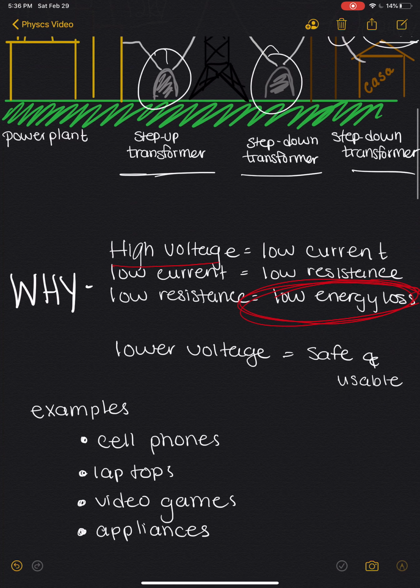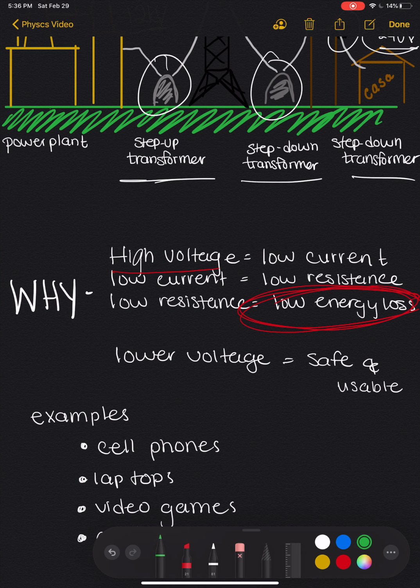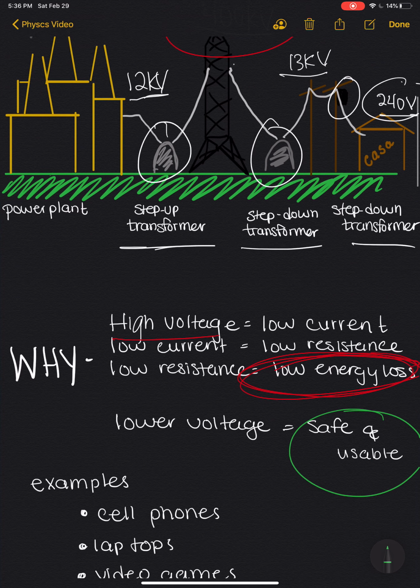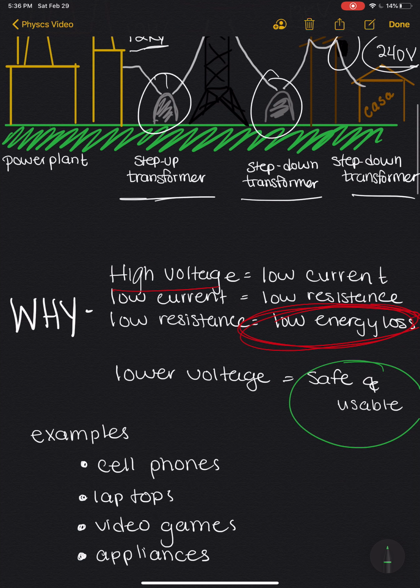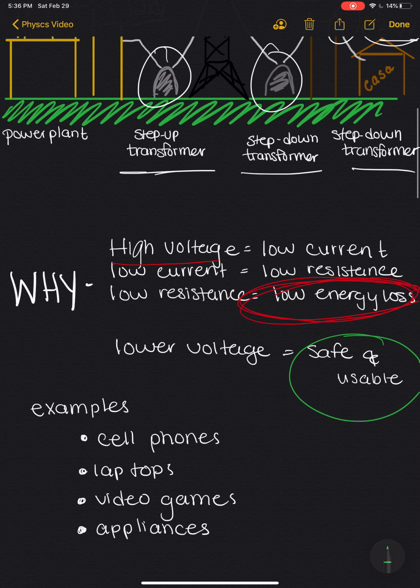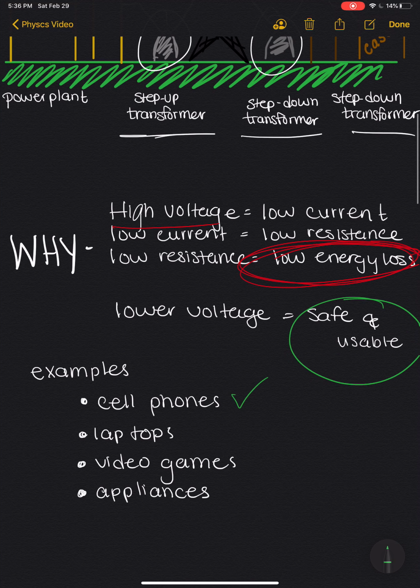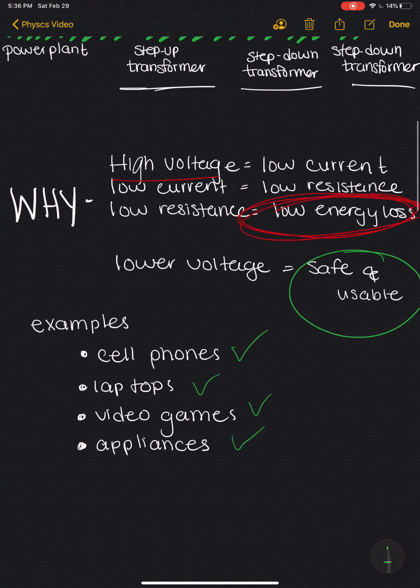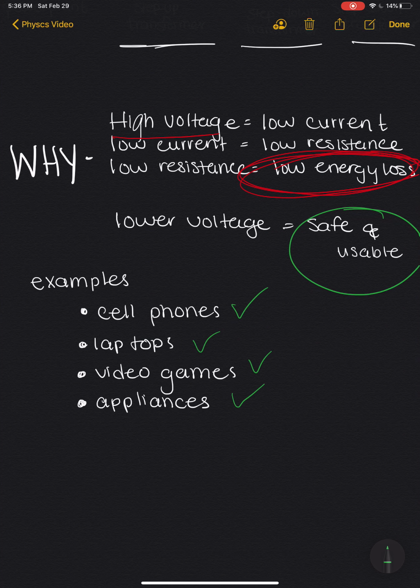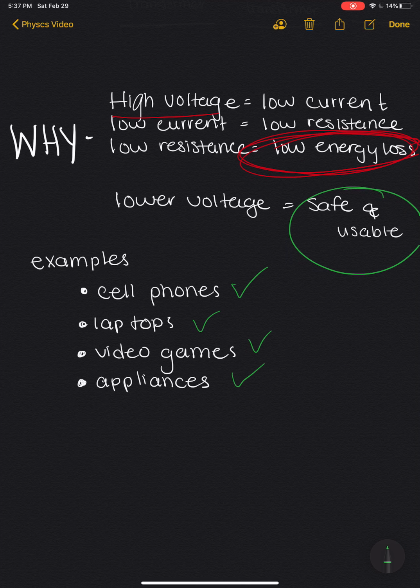The second reason is sometimes we need lower voltage. Lower voltage is safer and usable. So kind of every different appliance and sort of system that we have uses a different amount of volts to power whatever it is that it does. And so here are a couple examples. We have cell phones, laptops, video games, appliances. All of these things use volts, and they use a different amount of volts than the other thing. And so we've created this system that transforms volts from high to low or low to high to give you the wanted voltage.